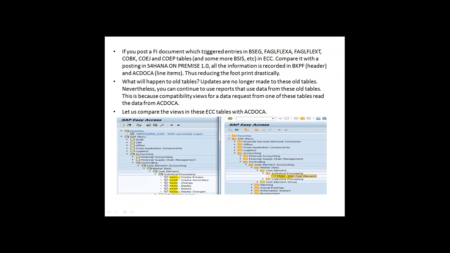If you post FA documents, which triggers the entries in BSEG and other tables in ECC, compare it with posting in S4 HANA. All the information is recorded in BKPF as header data and ACDOCA as line items, thus reducing the footprint drastically. What will happen to the old tables?